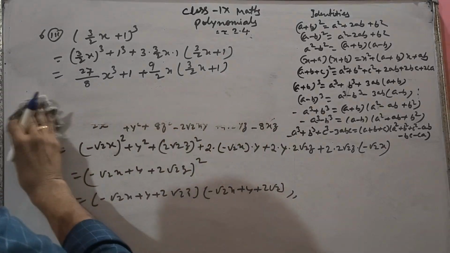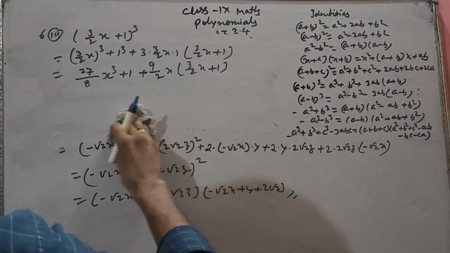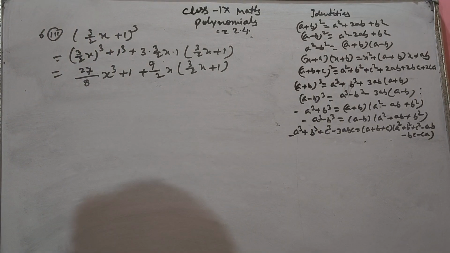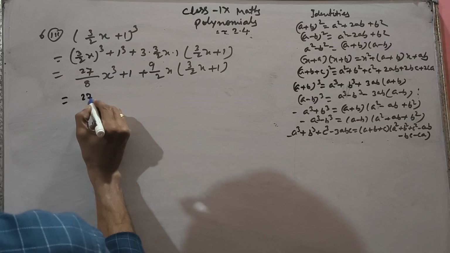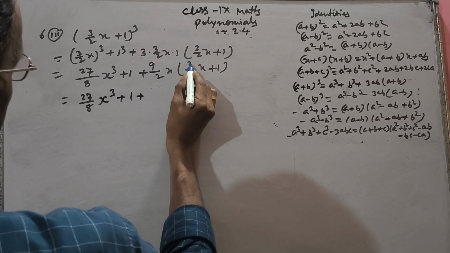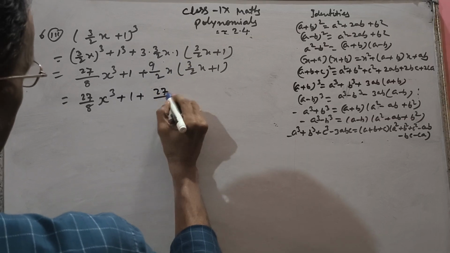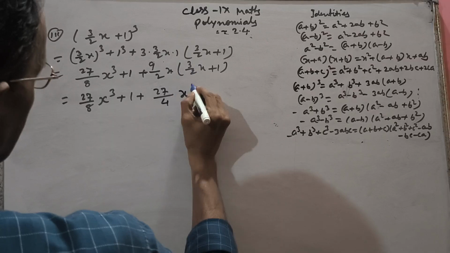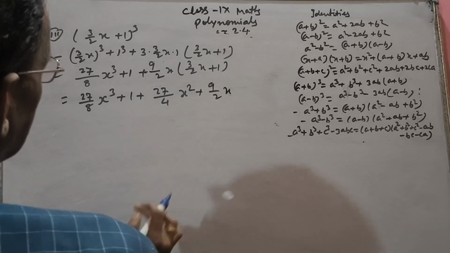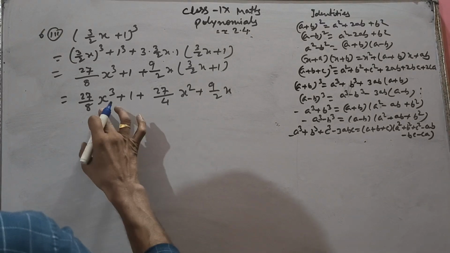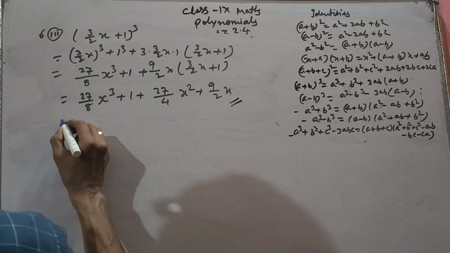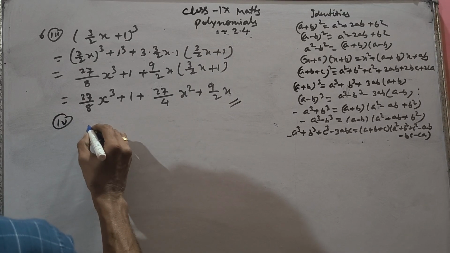Okay, let me just clean this one. This is 27 by 8x cube plus 1 plus 3 into 9 by 2x into x square plus 9 by 2x. This into this only, no? So you can also add this and this one in the last, but this is also okay. Number 4 is the same thing only, but it is minus.